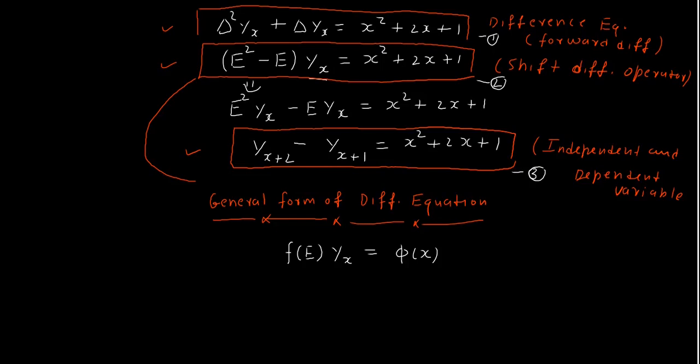This is a function of E. Any function of E means any function of the shift operator operated over the dependent variable y, equal to phi(x), any function of the independent variable. So this is the general form of a difference equation, and from it you may also write the first form by using the relation E equals delta plus 1, that is delta equals E minus 1. From the second one we are able to find the first one, and also the third one if we operate the shift operator over the dependent variable. So this is the general form of a difference equation.